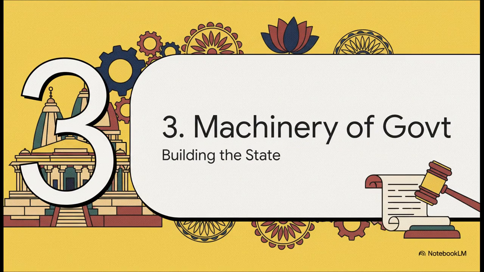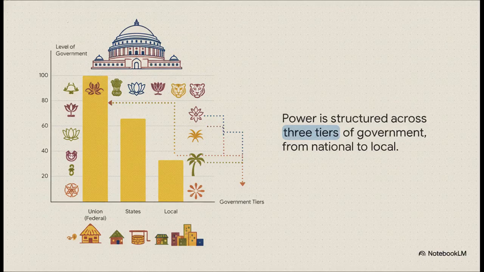Okay, so we've got the grand vision for the nation and the rights for its citizens. Now let's talk about the machinery. How does this blueprint actually build the engine that runs the government? Well, it's built on a 3-tier system, and the whole point is to bring the government closer to the people. So instead of all the power being concentrated in the capital, it's deliberately spread out. You've got the union government for the entire country, then state governments for regional matters, and finally, local councils to manage things in every town and village.